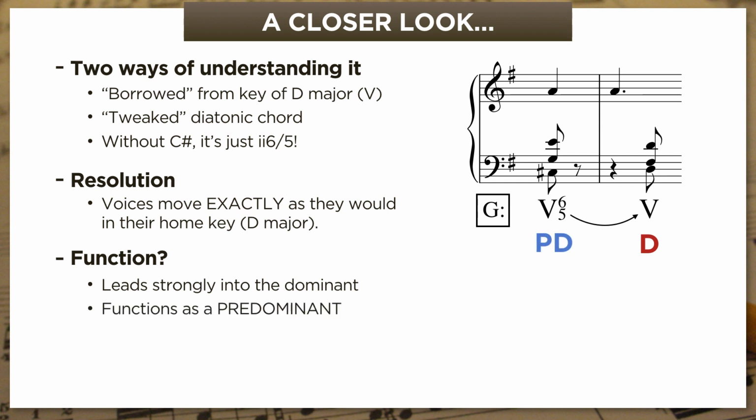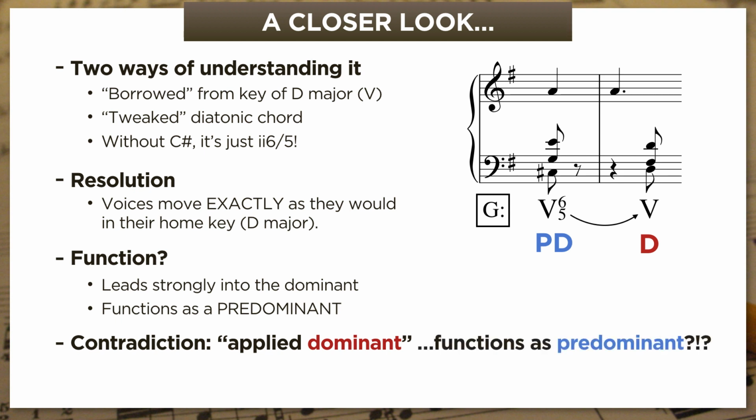In fact, I think of applied chords to 5 as some of the strongest predominants we have. They're like regular predominants that have been juiced with these chromatic notes that make them more dissonant and thus more satisfying when they resolve. But that does leave us with a sort of contradiction. We call this chord an applied dominant. It's spelled like a dominant 7th chord. It resolves like a dominant 7th chord. And in context, it functions as a predominant. What can I say? We're just going to have to learn to live with it.